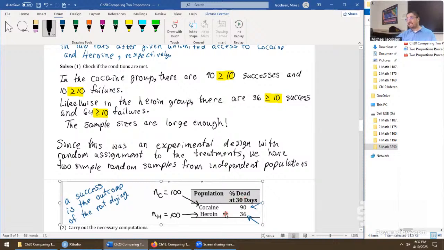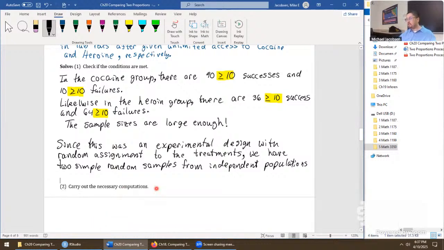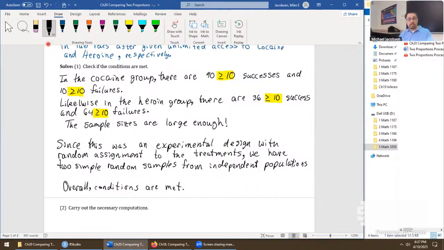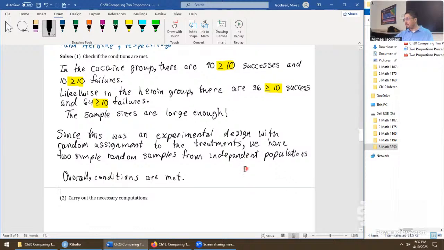However, we might criticize the actual structure of their experimental design. Kind of a weird one when you think about it. Maybe it was a cost decision there, really. We should give an overall conclusion to everything here. So let's just say overall, conditions are met. So we can analyze this data and have some really great confidence on what our conclusion would be.